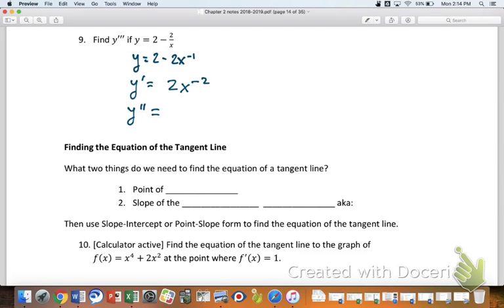Eden, what'd you get for y double prime? Negative 4x to negative 3. All right. Young, how about y triple prime as we finish it up? 12x to negative 4. I like it. It's right on the money, I think. Good job. You guys have any questions?